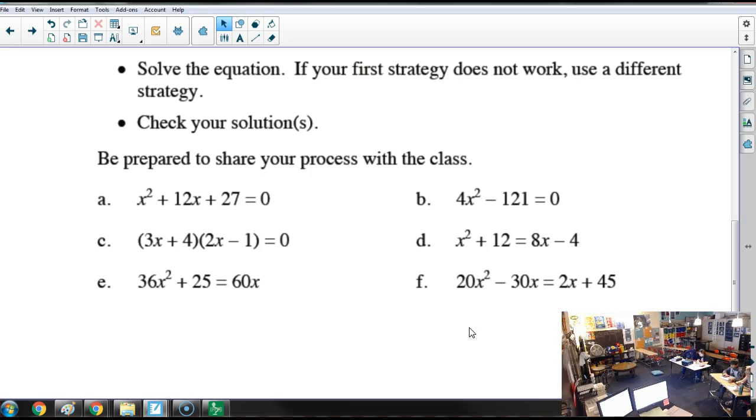A is 1. B is a difference of squares, right? A difference of squares has the same root values, just positive and negative.